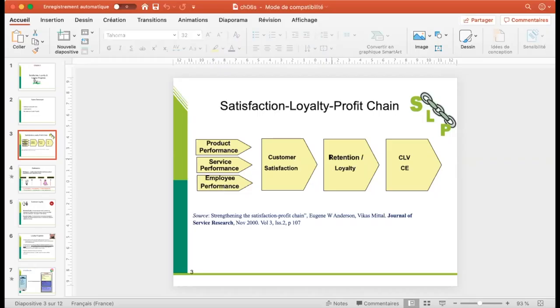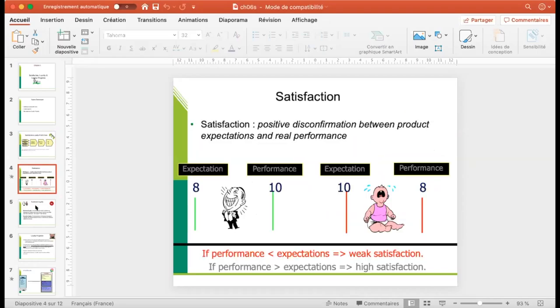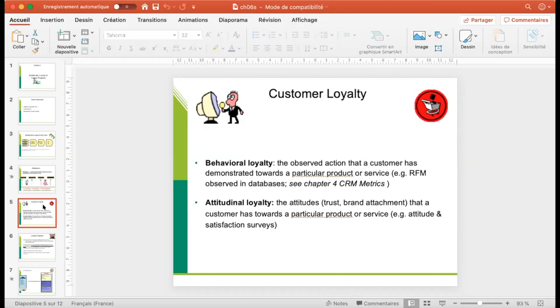The next concept is then loyalty. If we are satisfied or dissatisfied, this has a directly positive or negative impact on loyalty. If we're dissatisfied, it will have a negative impact on loyalty, and we will perhaps switch away to competitors' brands. If we are satisfied, we might stay loyal with the brand. And this can then be translated through behavioral loyalty and attitudinal loyalty.